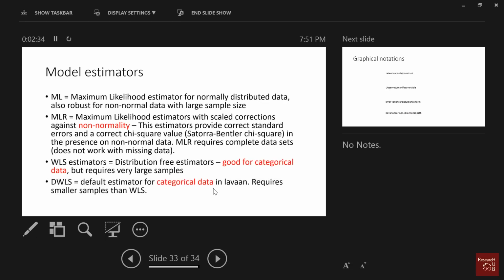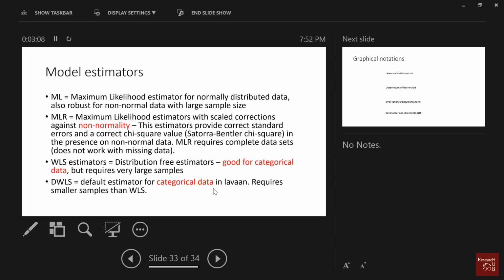And then we have the diagonally weighted least square estimator, which is also for categorical data, which is the default for categorical data in lavaan, and requires smaller sample sizes than WLS. So there are actually quite a few more estimators in lavaan which we can use, but normally these four are the major ones. And for partial least squares, we will have the PLS algorithm, the PLS estimator, and there are two. One is the PLS algorithm, and there is one more which is the PLS consistent algorithm.